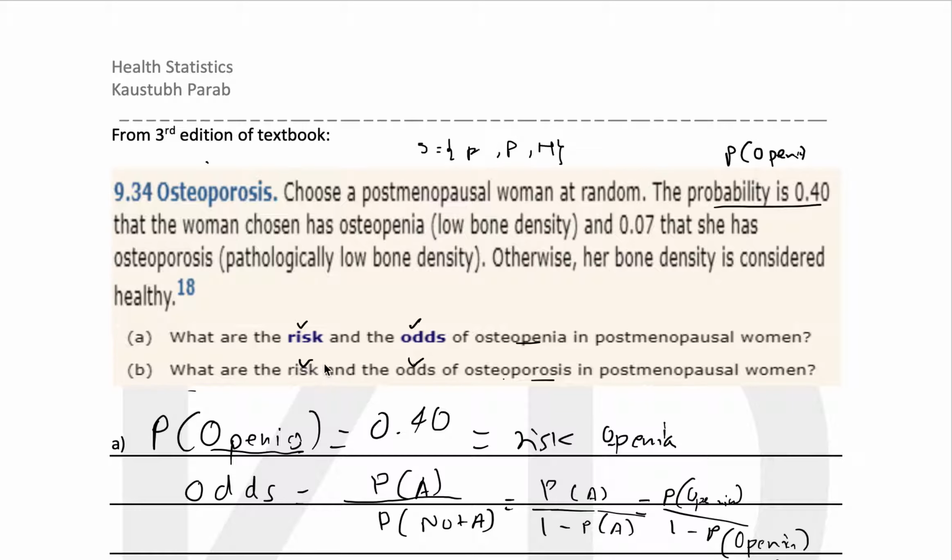If you understand the risk, risk is just the probability of that particular event, or in the health field, that's the probability of that particular disease. So that is nothing but the risk of osteopenia. That's why your risk is just the probability of that condition.